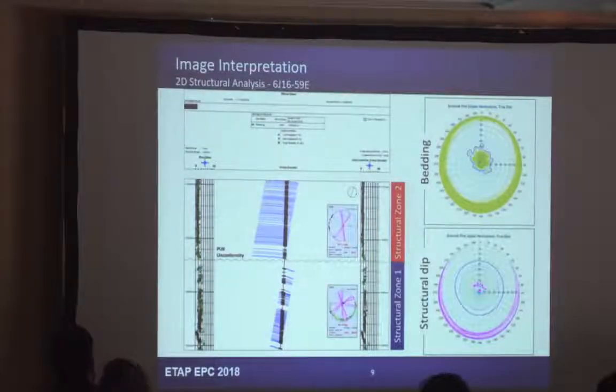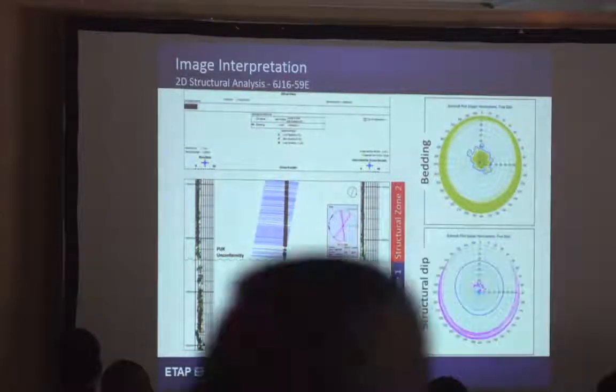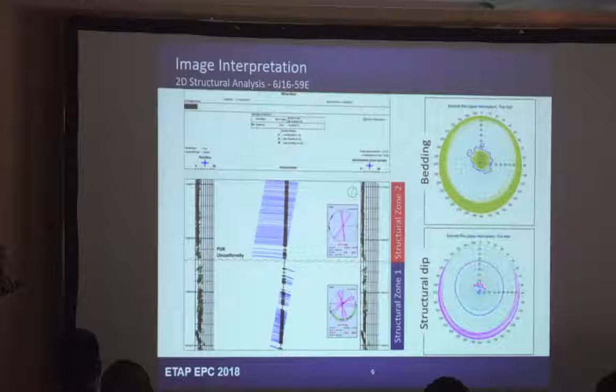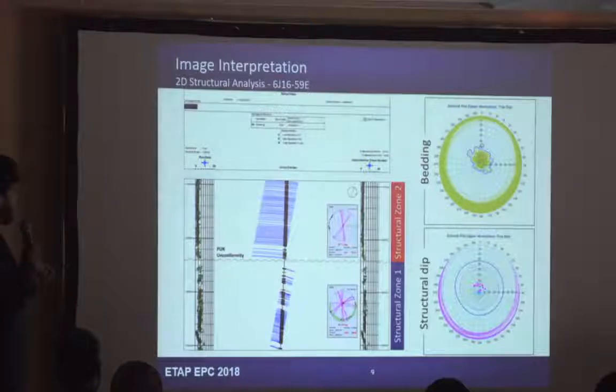When we view the 2D structural analysis, you can see here the cross section over the two wells, and the dip is so clear above and below the BUK. The 13 degrees is so clear here above and below the BUK, and we can say that the dip here is sub-horizontal above the BUK. So we divided the structure into two structural zones, structure zone 1 and structure zone 2, as well as the bedding and the structural dip here.